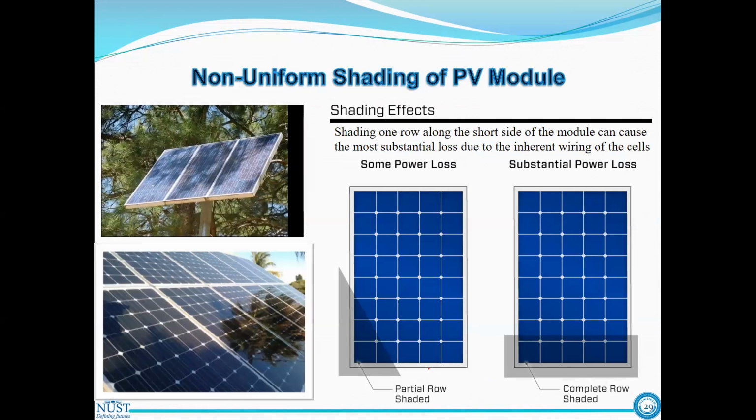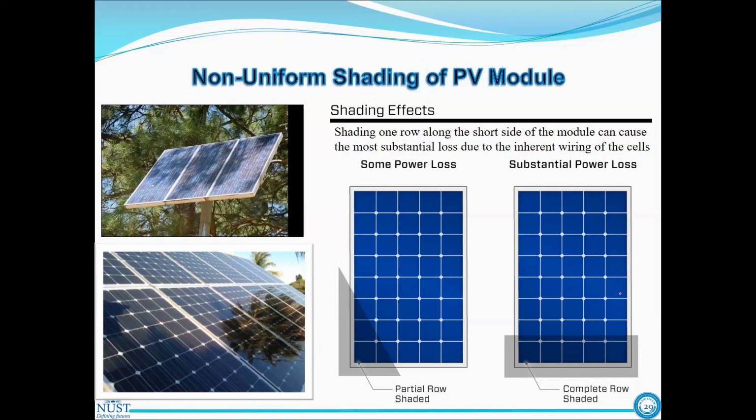Shading can also be non-uniform. As you can see here, different shades because of trees or leaves, or these shades can be because of soiling or bird droppings. So all these environmental factors should be considered in designing, and we should avoid the locations where these shades can maximally affect the power loss. Partial shading can cause some power loss, but a substantial power loss can be seen if this kind of shading is covering the whole bottom side of this module.